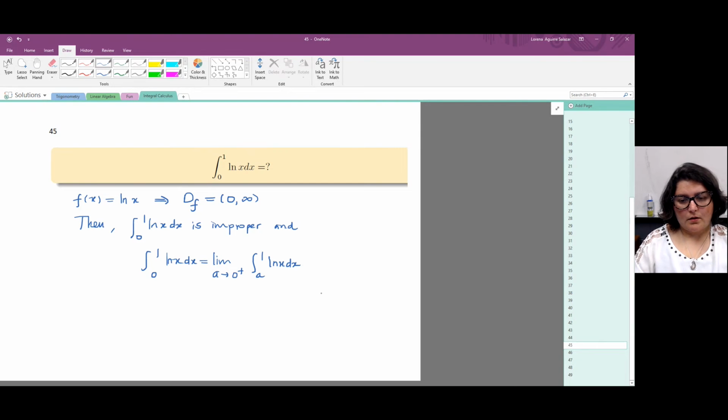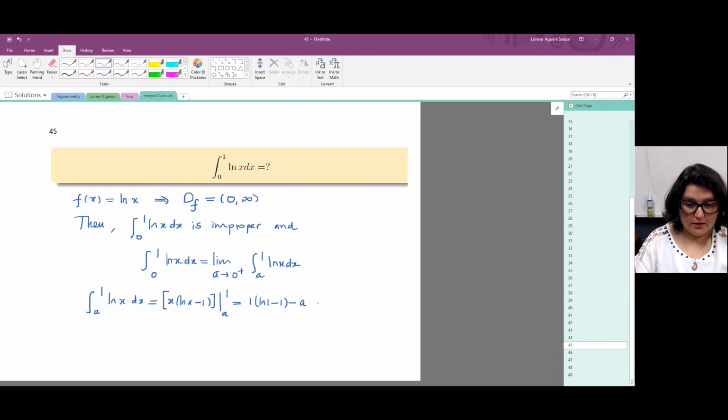Now, to find the integral from a to 1 of ln of x dx, we use the fundamental theorem of calculus. The integral from a to 1 of ln of x dx is written in terms of ln. We have x times ln of x minus 1. That's an antiderivative of ln of x. And then we evaluate that antiderivative at the endpoints. So we have 1 times ln of 1 minus 1, and then minus a times ln of a minus 1.